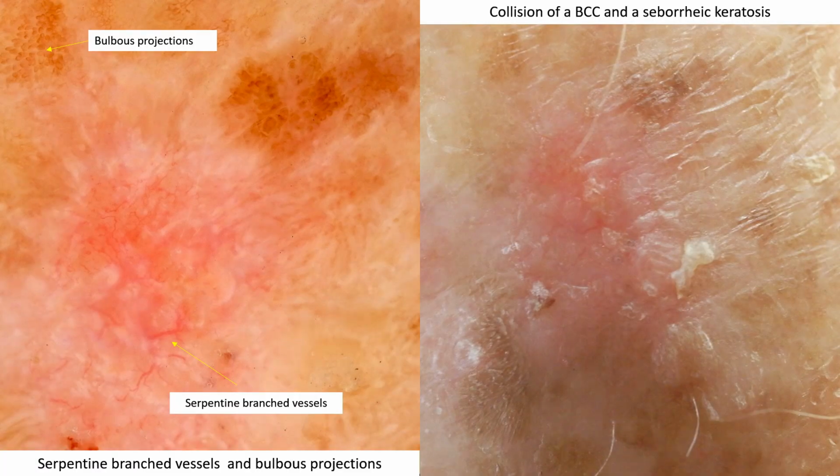In one final case of another collision of a basal cell and seborrheic keratosis, you see the serpentine branch vessels, and in the corner you see the bulbous projections.